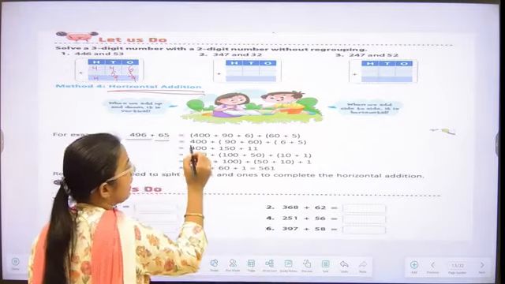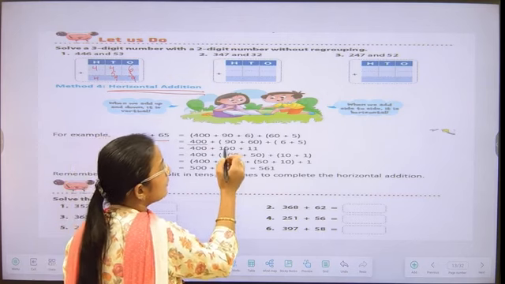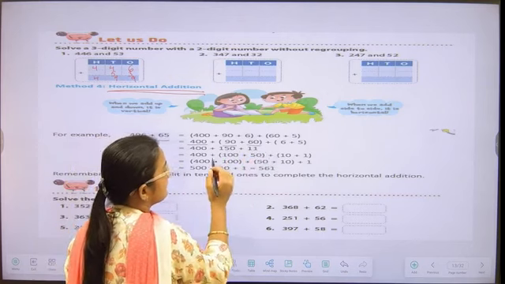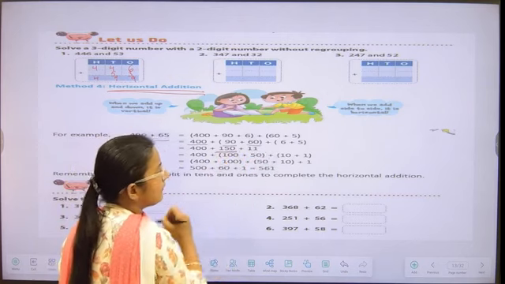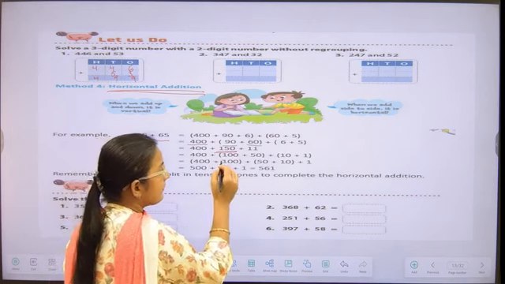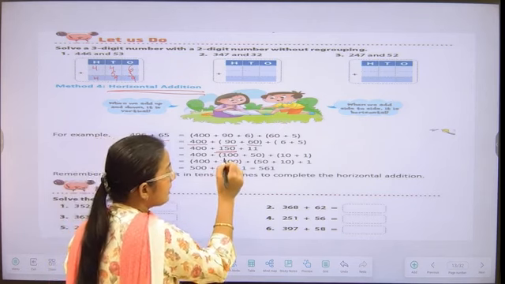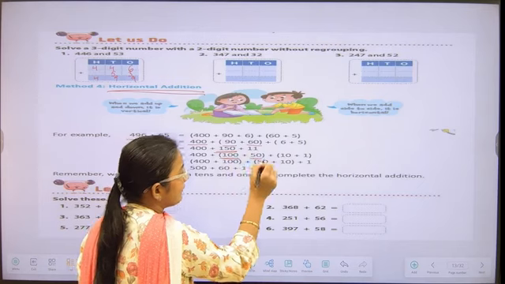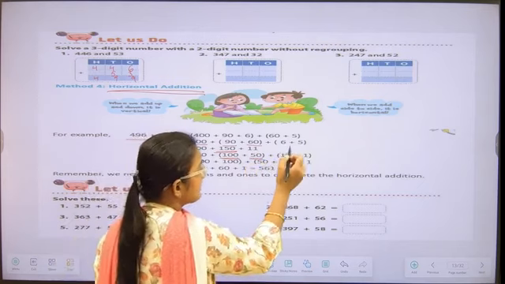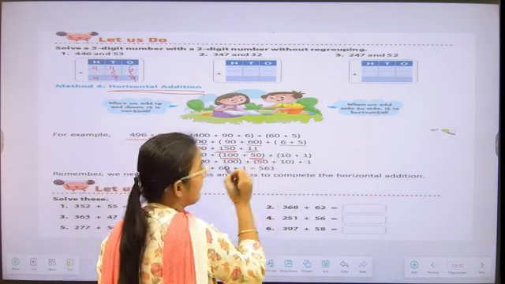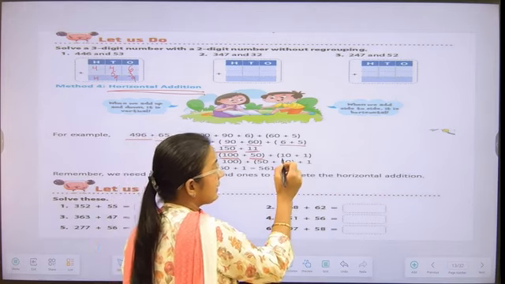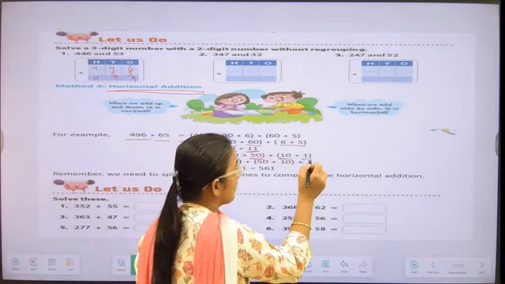Let's do it. 400. And we are having 9 tens and 6 tens. It will make 15 tens. And 15 tens will make 150. Similarly, 6 and 5 will make 11 ones. And 11 ones, we can write as 1 tens and 1 ones.